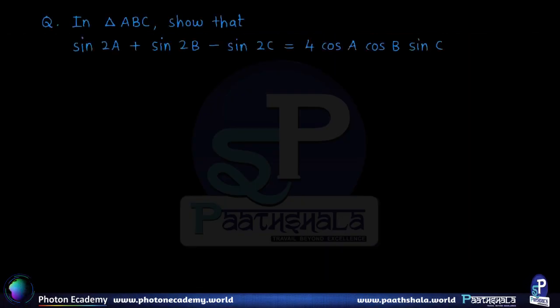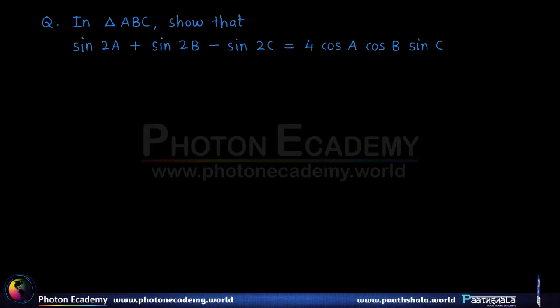Now let us solve a few questions based on angles of a triangle, that is, the results which are specially applicable for angles of a triangle only. In this question we have to show that sin 2A + sin 2B − sin 2C is equal to 4 cos A cos B sin C. So let us start off simplifying the left hand side.